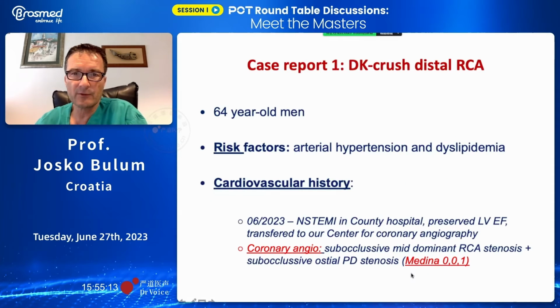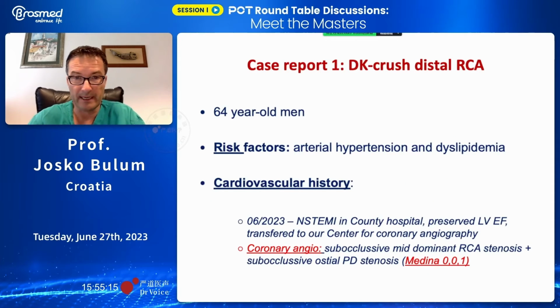So the first case was a 64-year-old man with arterial hypertension and dyslipidemia, and this patient was, I think, only 2 weeks ago. He was transferred from the county hospital because of non-STEMI. The echo was normal, and he was transferred to our center for coronary angiography. The coronary angiography, during on-call, so it was late afternoon, shows a subocclusive mid-dominant RCA.